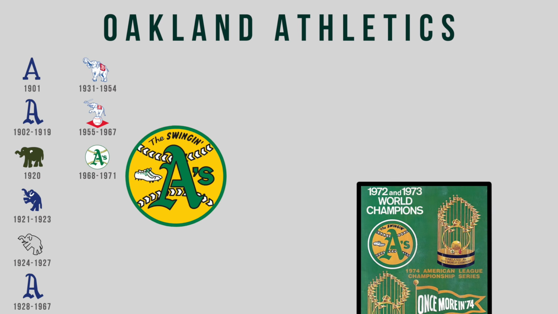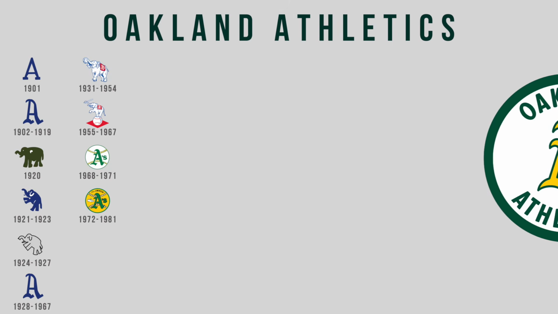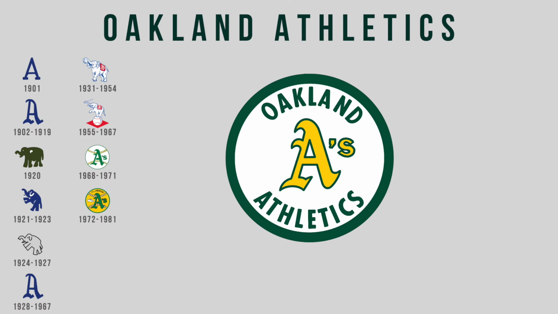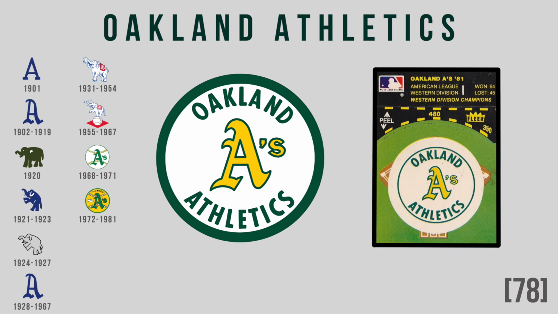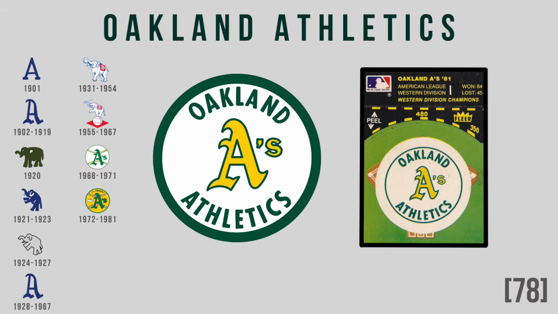Now, by the start of the 1982 season, the logo was dramatically redesigned to a simple circle logo: a green circle with a yellow A's in the center, Oakland across the top, and Athletics across the bottom. You can see an example of that in a Fleer sticker released in 1982 to commemorate the 1981 season.